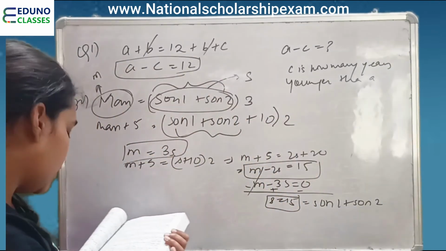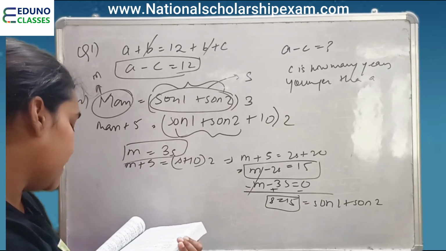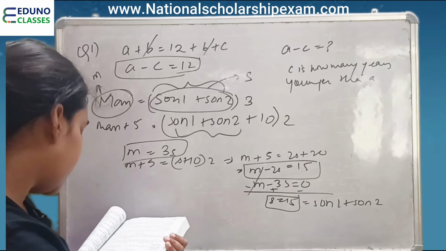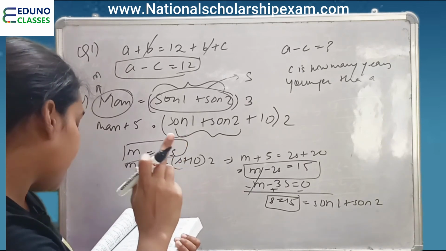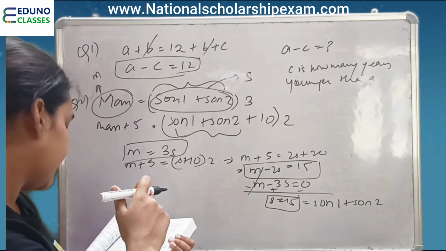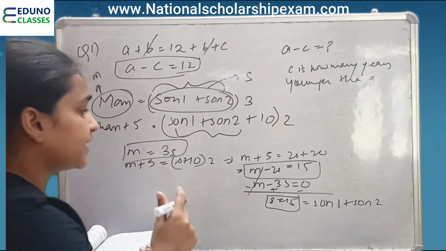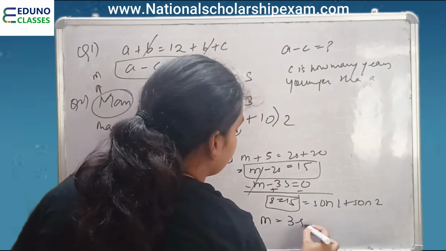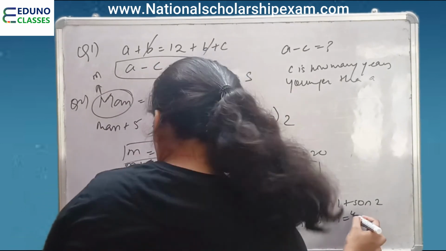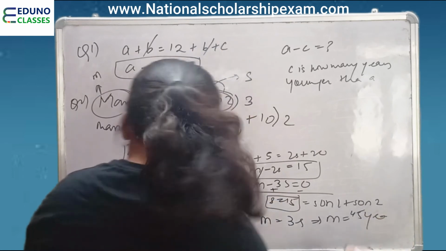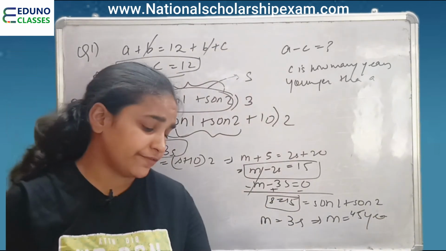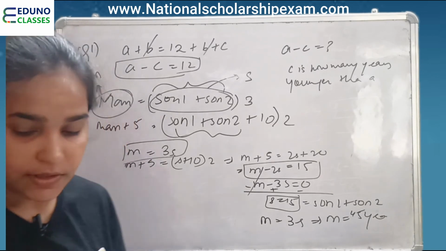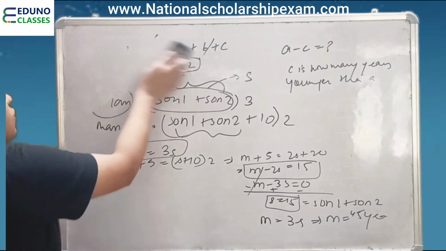But what is the question? The age of the son and the father it is asking. So it is asking the father's present age. So we know M is equal to 3S. So M is equal to 45 years. Your options here were 40, 45, 50 and 55. So take the 45 years option. Let us solve another question to practice basic questions.